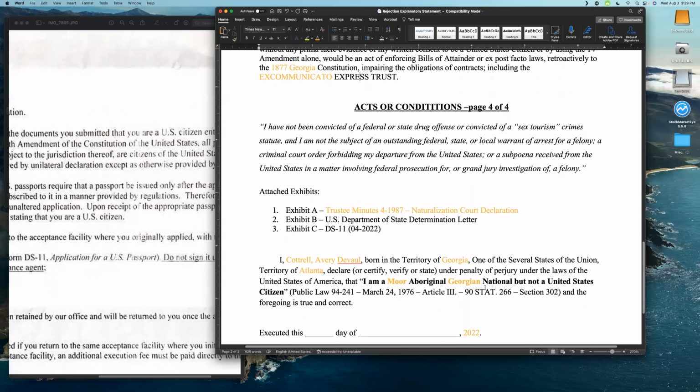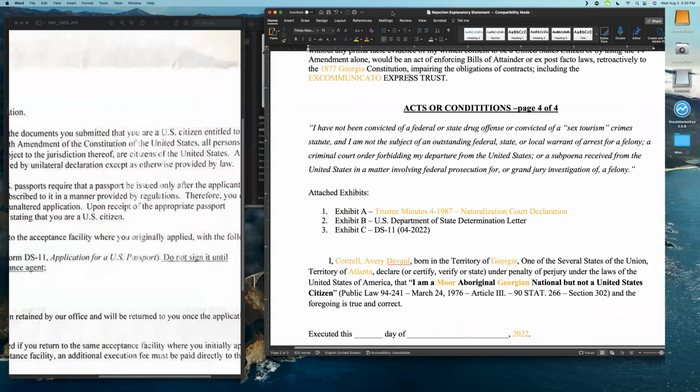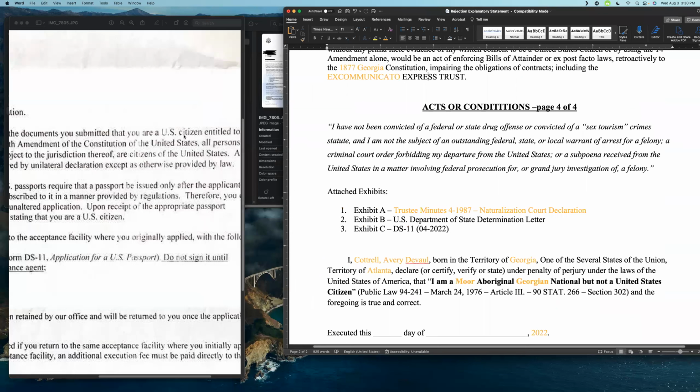Now, what are we attaching to this explanatory statements? 3 things. Exhibit A, your trustee minutes that you filed when you recorded your trust in the county clerk. Remember, in minutes 4, you had your declaration of nationality, and she provided her seal. So it is done. You want to give a copy of that because that precedes this application, and it is in law, it is in league, in allegiance with the quote unquote provided by law.